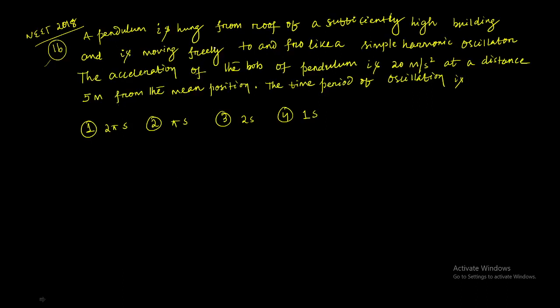A pendulum is hung from a roof of a sufficiently high building and it's moving freely to and fro like a simple harmonic oscillator. The acceleration of the bob of the pendulum is 20 meter per second square at a distance 5 meter from the mean position. The time period of the oscillation? So this relation is known to us: a equal to minus omega square x.